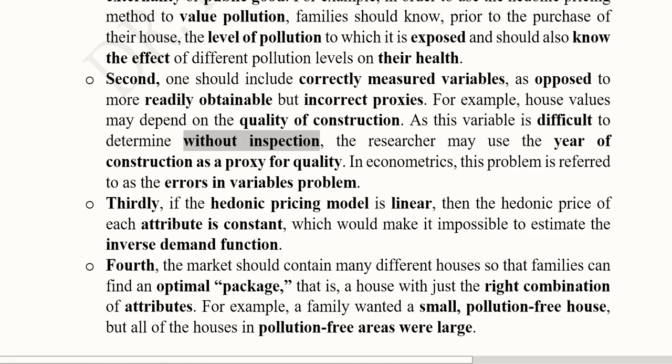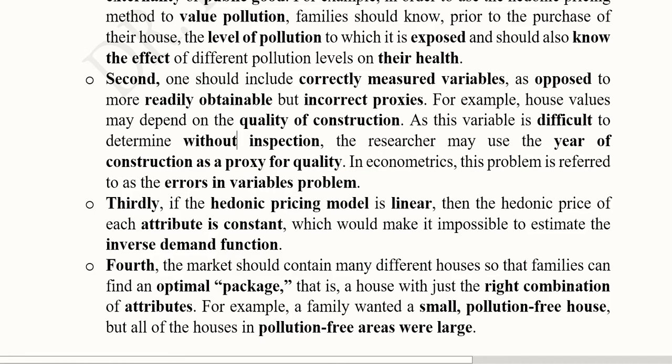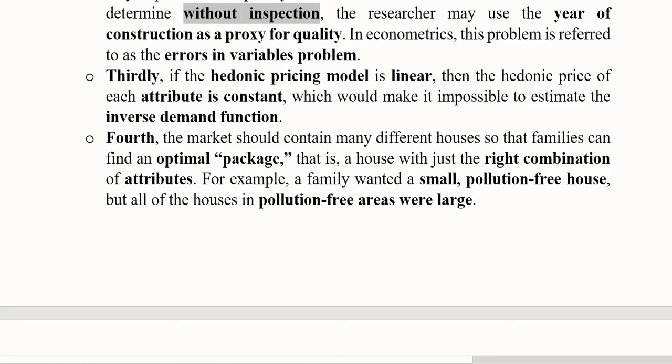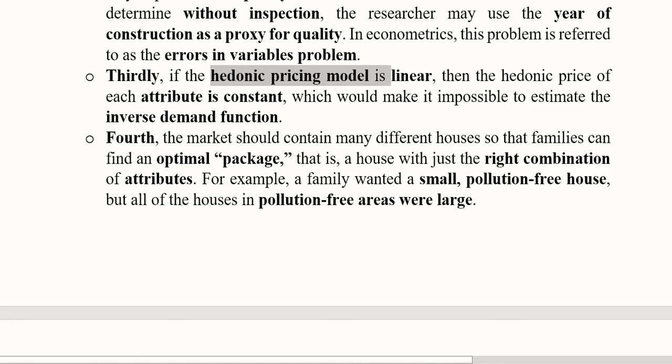better idea. In econometrics, this is known as the error in the variable problem. This should be overcome, but there are barriers, because thorough inspection might not be that easy or permitted by the sellers. Thirdly, if the hedonic prices model is linear, then the slope of the marginal price will be 0.